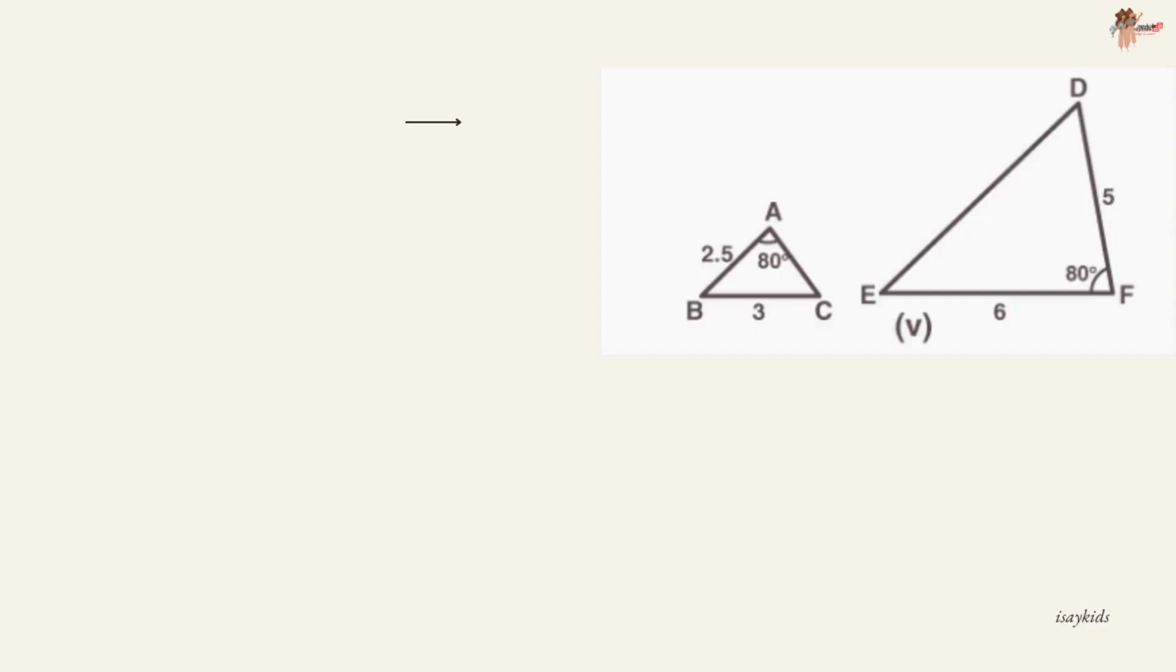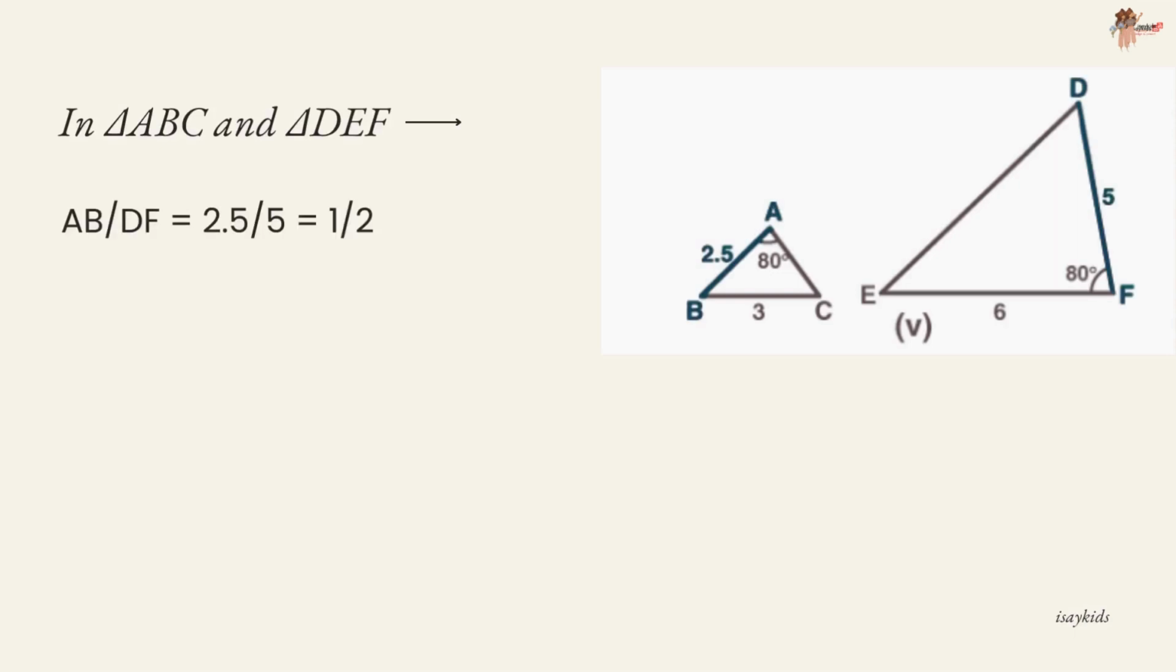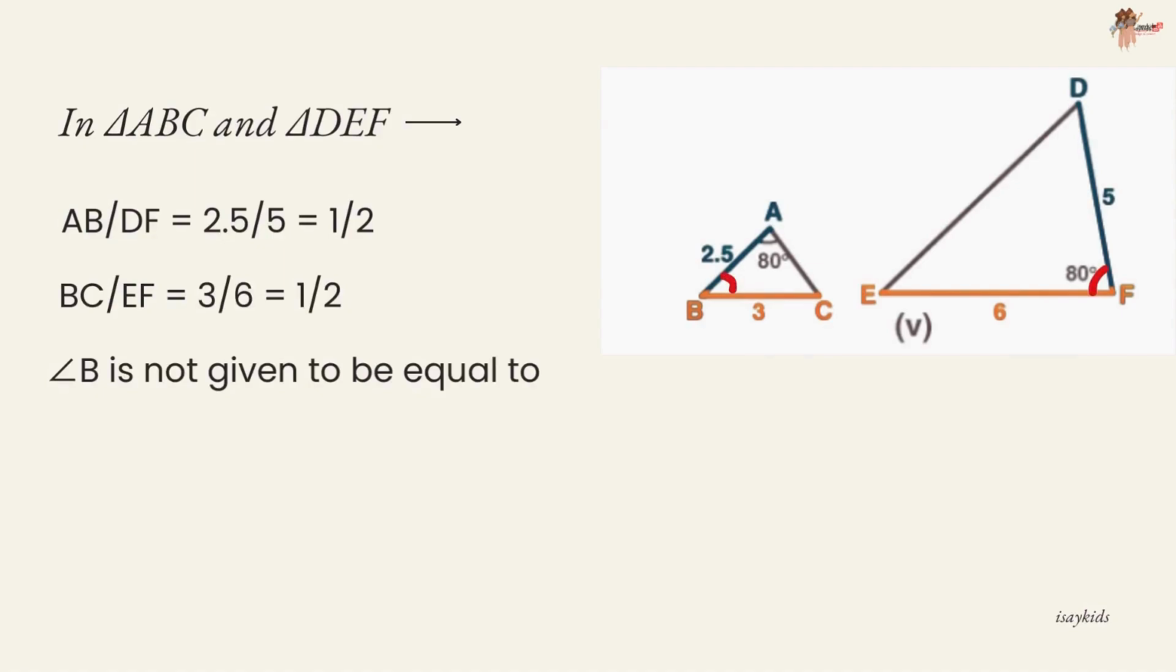Part 5. In triangle ABC and triangle DEF, AB upon DF is equal to 1 by 2. BC upon EF is again 1 by 2. But we are not given that angle B is equal to angle F. Therefore, we cannot conclude that both these triangles are similar.